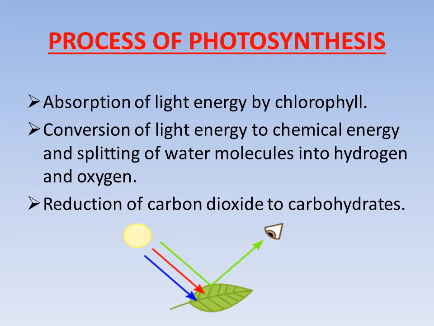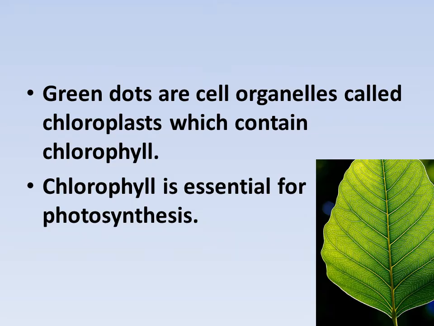Now the process of photosynthesis is clear to you. The green dots are the cell organelles called chloroplasts, which contain chlorophyll. So the green dots which are present in the leaves are called chloroplasts. Chlorophyll is essential for photosynthesis. You all know that. Why? Because it traps the sunlight. It absorbs the sunlight from the sun.